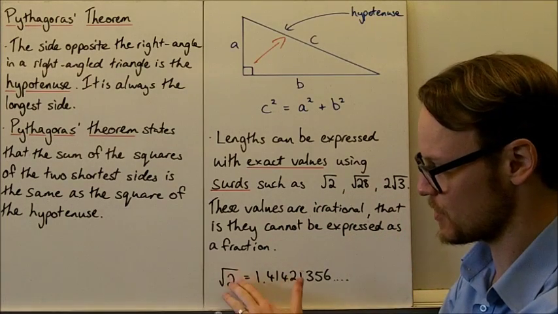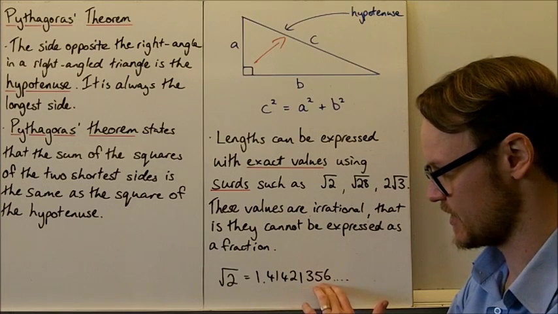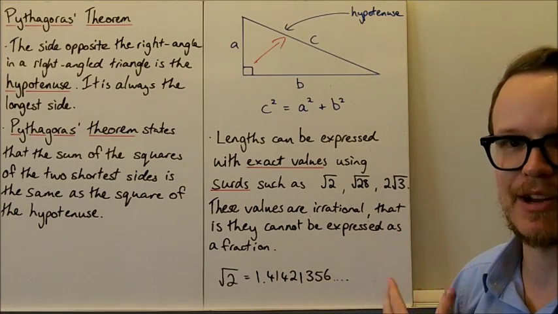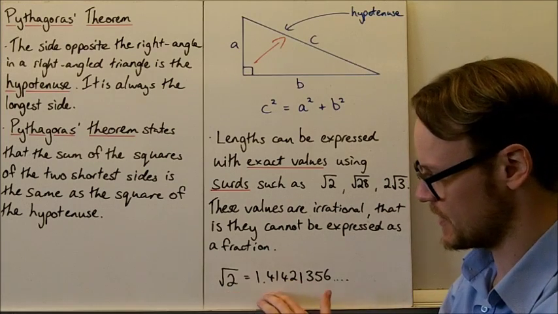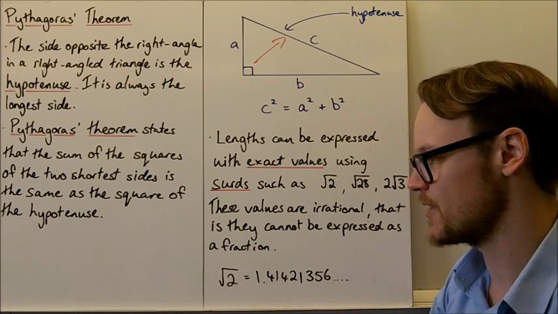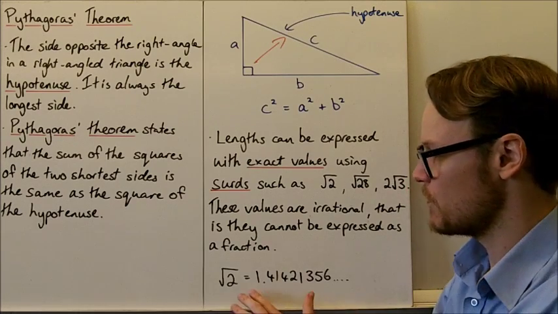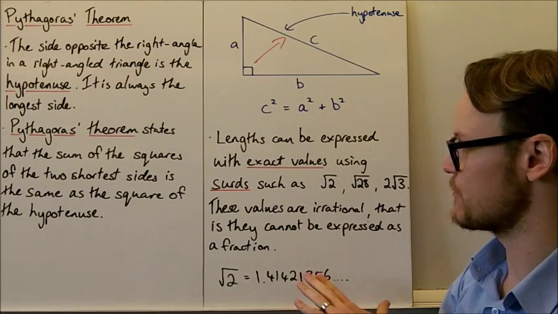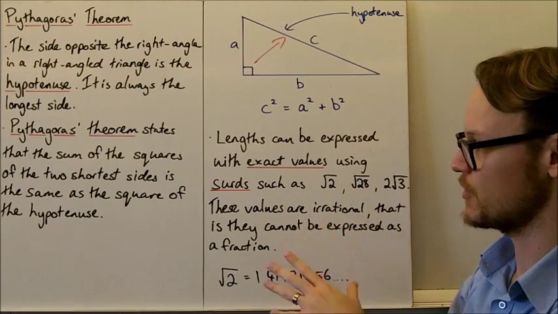For example, the square root of 2 is equal to 1.4142136, but it keeps going on and on, and it never repeats. So this value can't be expressed as a fraction. It can be rounded, so we can say that the square root of 2 is approximately 1.41, but it cannot be expressed as a fraction. So these exact values could come up.